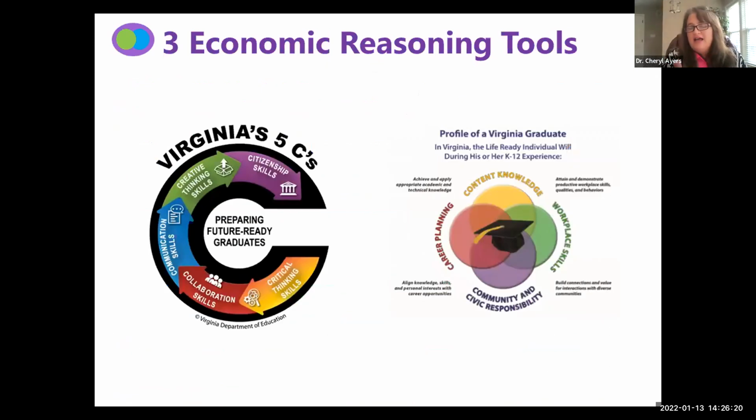And I'll just share, I know we're from all over the place, but in Virginia, we have included these tools into our standards of learning because we know they also culminate in the 5 C's: critical thinking, collaboration, communication, creative thinking, and citizenship skills. As well as hits all of the things we hope our Virginia graduates leave us with, which is content knowledge, workplace skills, community and civic responsibility, and career planning. The reason I share it with you is because I'm pretty sure all states have something similar.